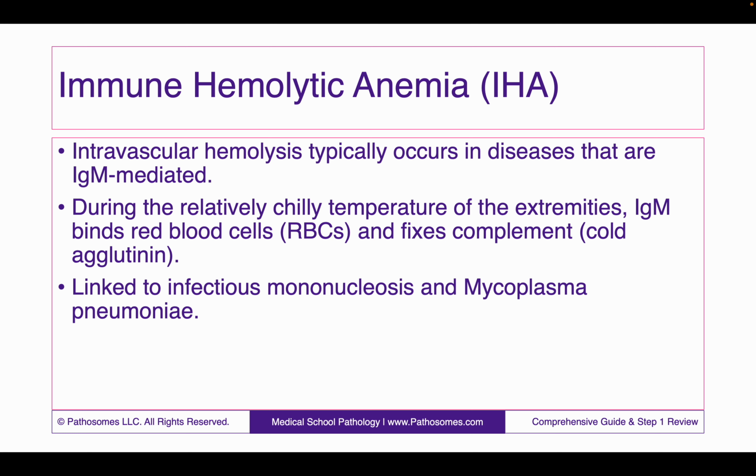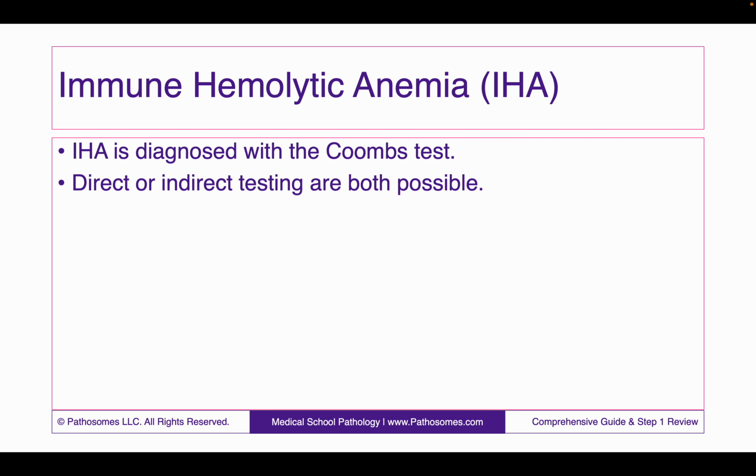In immune hemolytic anemia, intravascular hemolysis typically occurs in diseases that are IgM mediated. During the relatively chilly temperature of the extremities, IgM binds red blood cells and fixes complement. This is linked to infectious mononucleosis and Mycoplasma pneumoniae. Immune hemolytic anemia is diagnosed with the Coombs test. You know that test.